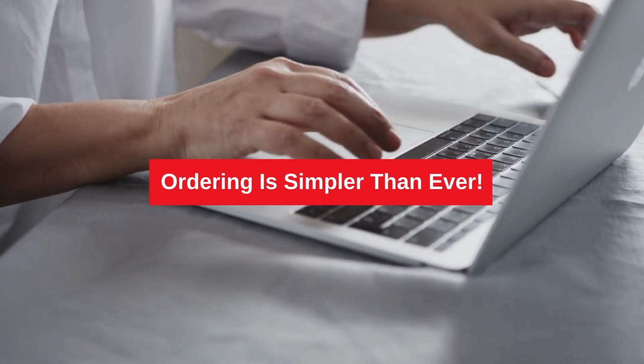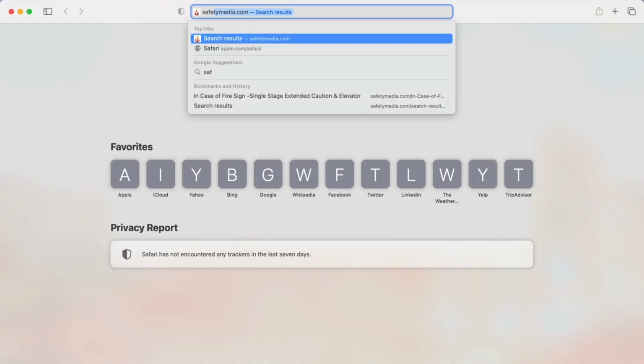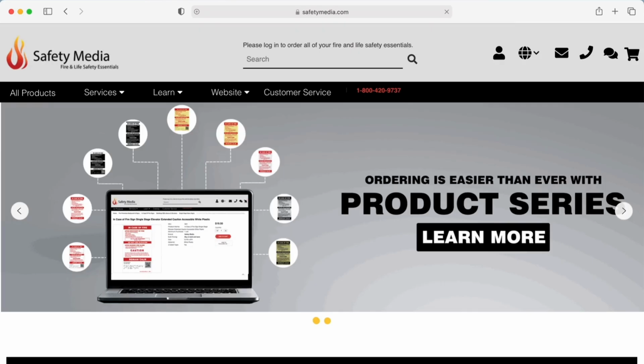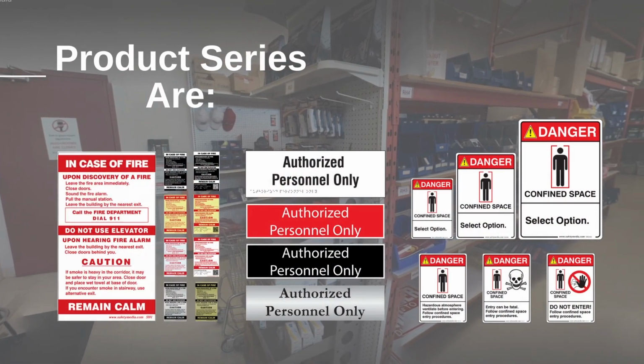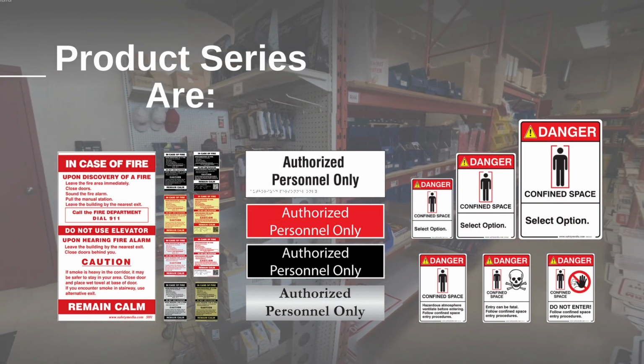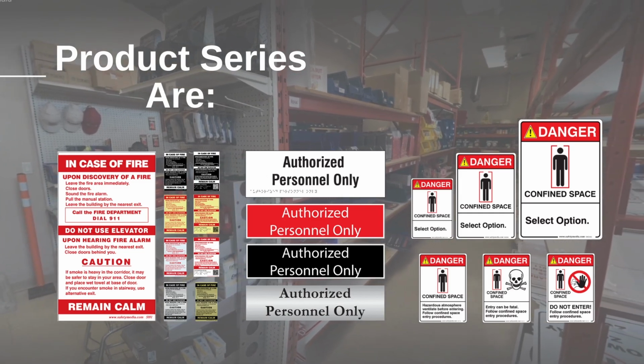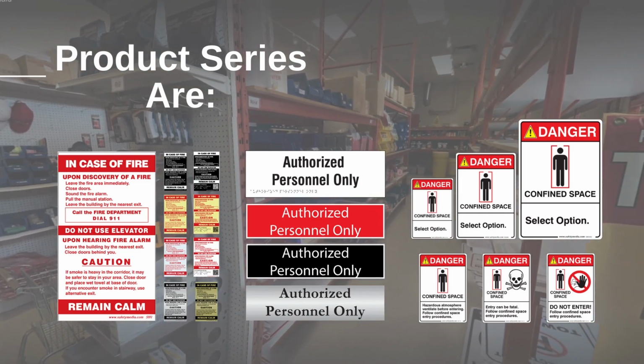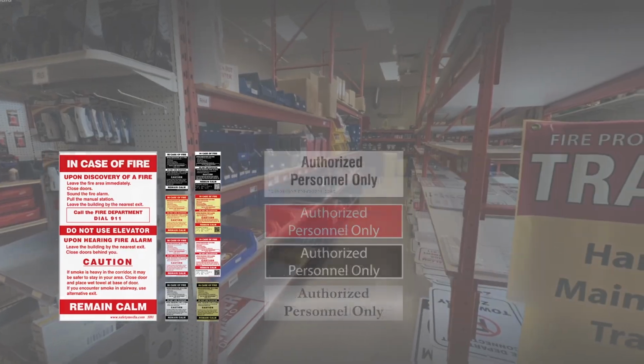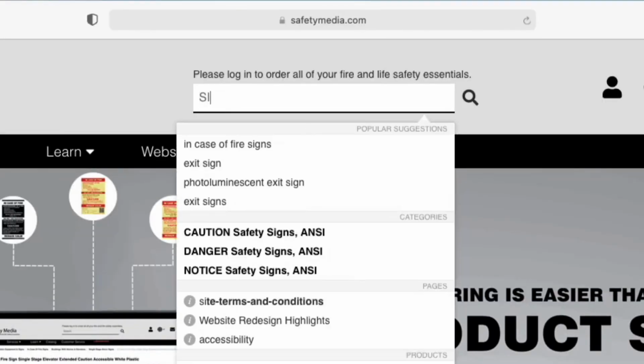Ordering from safetymedia.com is simpler than ever with the rollout of our product series. Product series are essentially groups of similar products that we have nested together to make searching for them easier. Products that we have deemed similar are now grouped together under one product name.